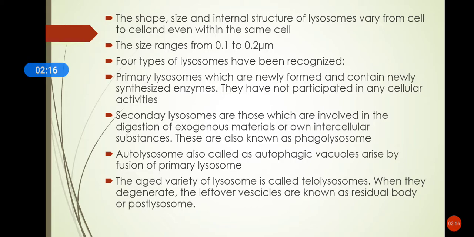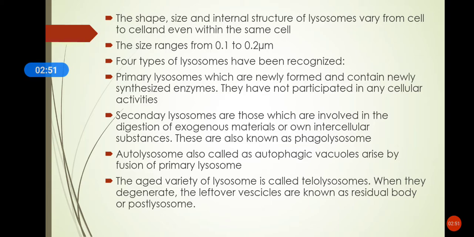Normally 4 types of lysosomes have been recognized. The first one is primary lysosomes, and they are newly formed, and they contain newly synthesized enzymes. These enzymes will not have participated in any cellular activity. They are very new. The next one is secondary lysosomes, and they are involved in the digestion of exogenous materials or even their own intracellular substances. They are also known as phagolysosomes.